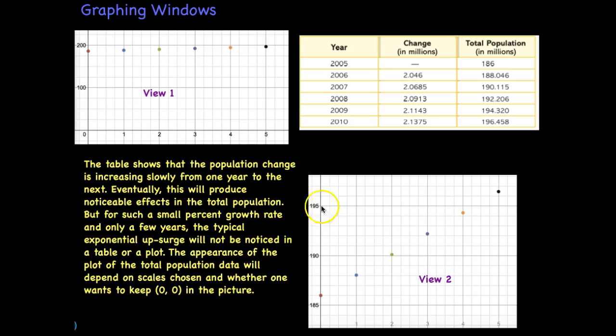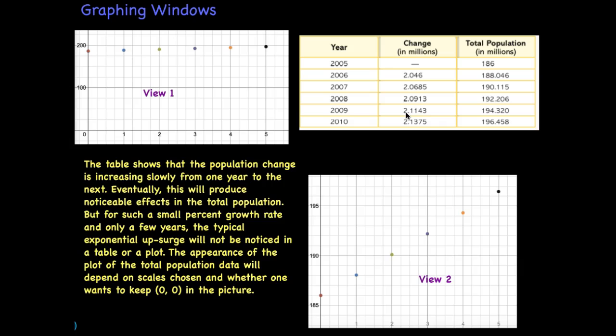Here is an example of our two tables shown with two different views, or two graphs I should say. Notice that with the first one it's hard to see that rate of change, but down here you can see that it's a little more steep and you get an idea of how it's changing. If we compare the table to our graphs, the table shows that the population change is increasing slowly from one year to the next. Notice how slowly it's increasing. Eventually, this will produce noticeable effects in the population.